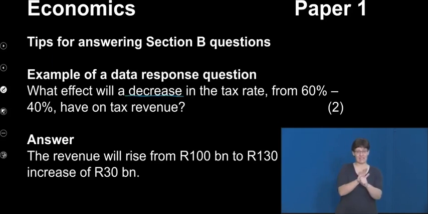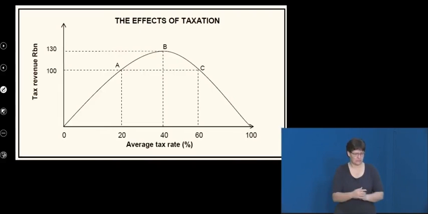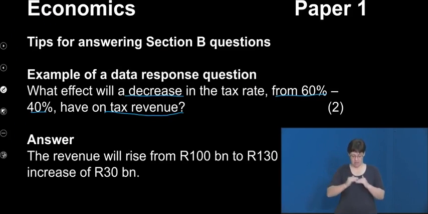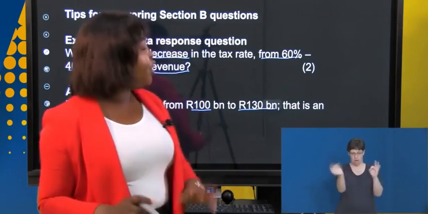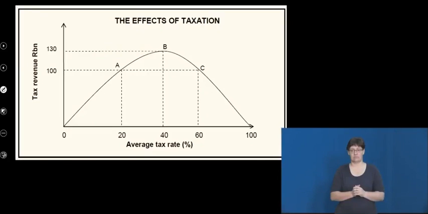What effect will a decrease in the tax rate from 60% to 40% have on tax revenue? Right? Let's go back to the graph again. As you can see, boys and girls, when we decrease our tax rate from 60 to 40, at 60% we get tax revenue of 100 billion, and then at 40% we get a tax revenue of 130 billion. So when we reduce our tax from 60% to 40%, our revenue will increase from 100 to 130. So here is the answer there. It says the tax revenue will rise from 100 billion to 130 billion. That is a 30 billion increase. Again, like I said, boys and girls, these are typically full sentence questions. You need to answer the question in full. Right, that's it on those ones.